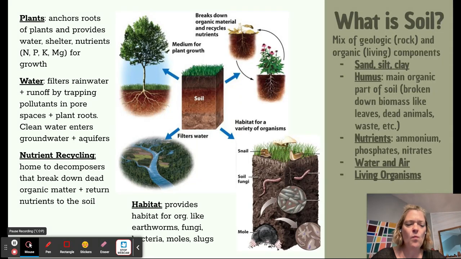So there's also water and air found in soil. And then lastly, I think we probably all know that there's living organisms. And we're going to show a video in class that really delves into what all we find in the soil. It's pretty cool.